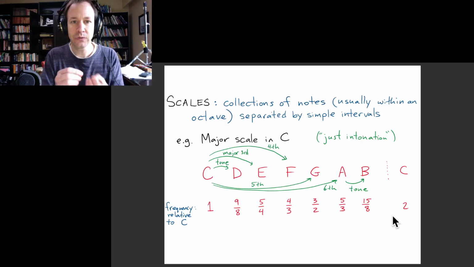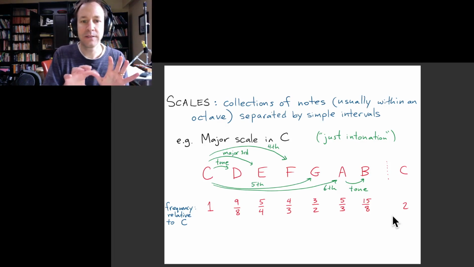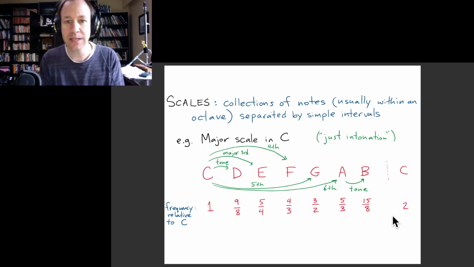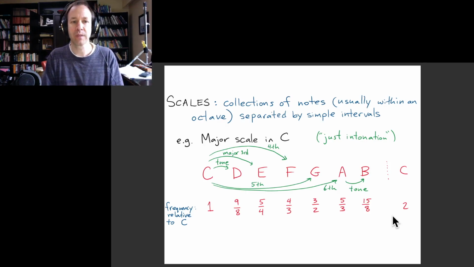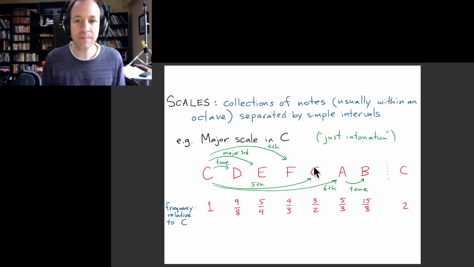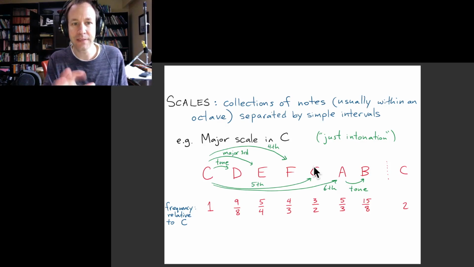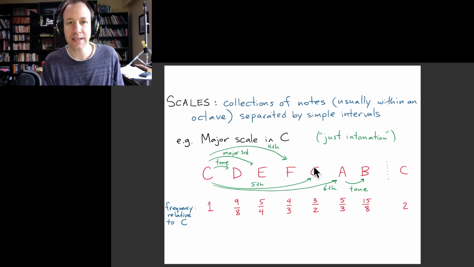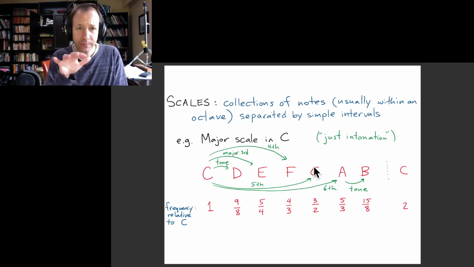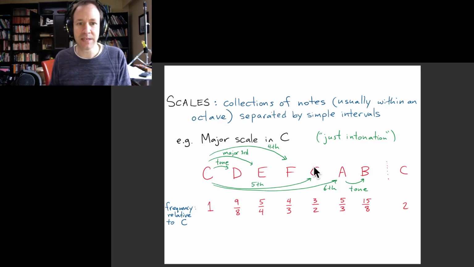And you specify what notes they are by saying what the frequency ratios are between the various notes, or what the musical intervals are between the various notes. Okay, so that particular way of defining the major scale in C is what's known as just intonation. It uses fifths and fourths and thirds in order to define the scale. I'm going to mention 2 other ways of defining almost the same scale with slightly different frequencies, and those are different intonations of the major scale in C.